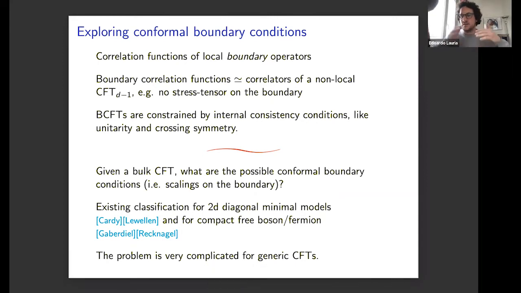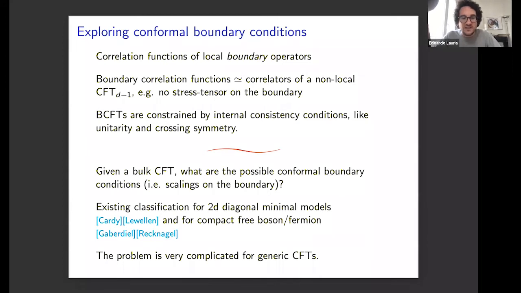But besides that, these theories that live at the boundary of this bulk are perfectly fine, they are just conformal. Their correlation functions are just correlation functions of a conformal field theory, and we know that conformal field theories are constrained by internal consistency conditions like unitarity and crossing, and so are these boundary conformal field theories. So the question is the following: imagine I give you a bulk conformal field theory of which I know everything. The natural question is, what are its possible conformal boundary conditions? Is there a way to classify all the possible boundary operators that can exist in such a theory?